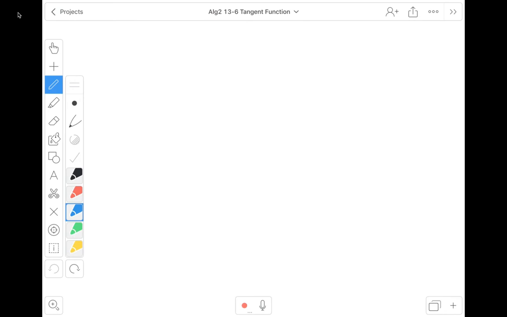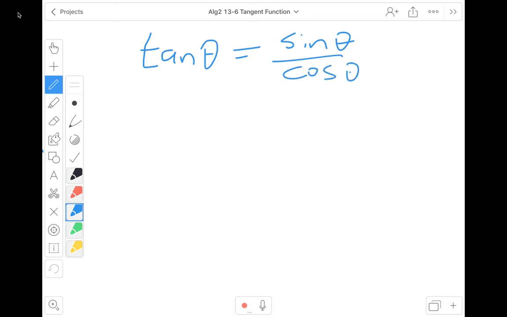First off, let's define the tangent function as sine over cosine. All right, so I'm going to say the angle in question here is theta, and it's just this ratio of sine over cosine. I want to be able to give exact values for this tangent function, and for that we need to use the unit circle.